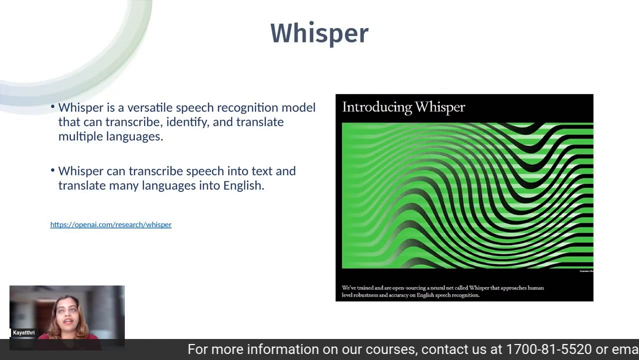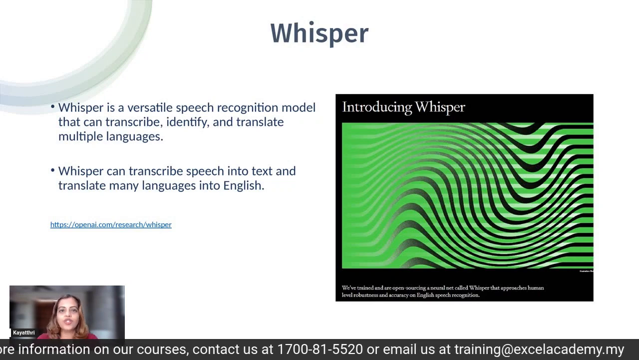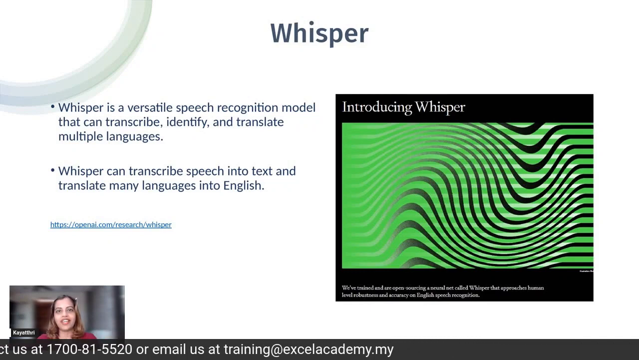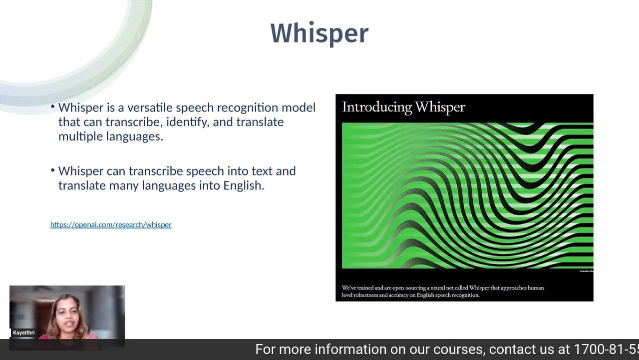The second one, which is also another generative AI, is Whisper. What is Whisper? You have ChatGPT, text to text. Then you have DALL-E, text to image. Now with this, you put in audio, and it recognizes speech.